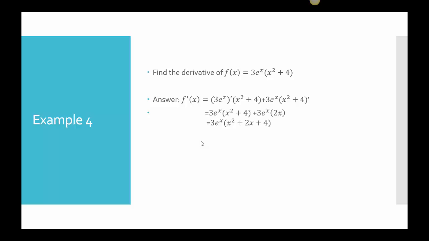So 3e to the x. Derivative is 3e to the x. Remember, e is awesome. It doesn't change, so it should be our easiest derivative. X squared plus 4 stayed the same. And then 3e to the x over here we were keeping. X squared plus 4, the derivative is 2x.